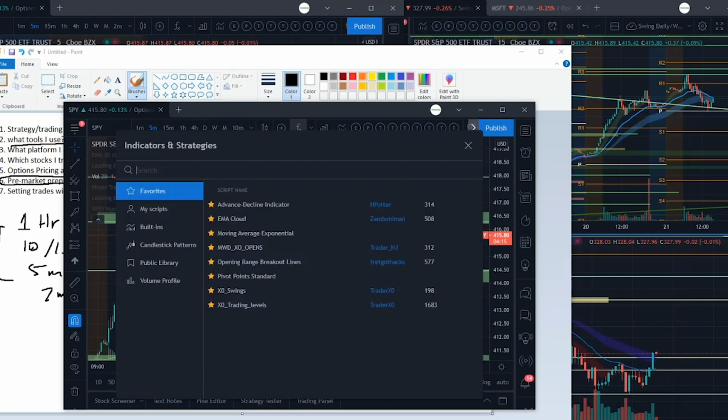I just use your typical moving average exponential and your typical pivot point standard. I don't need this. I don't know what this is. I'm honestly not sure what these are, but I'll just keep them there just in case someone else was using them.